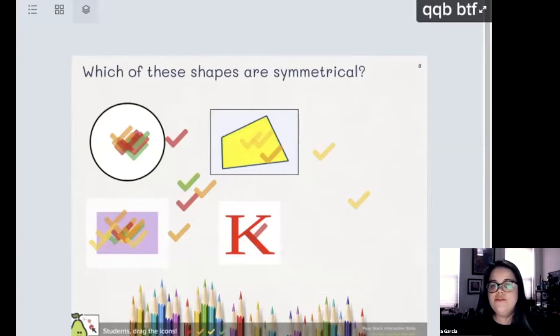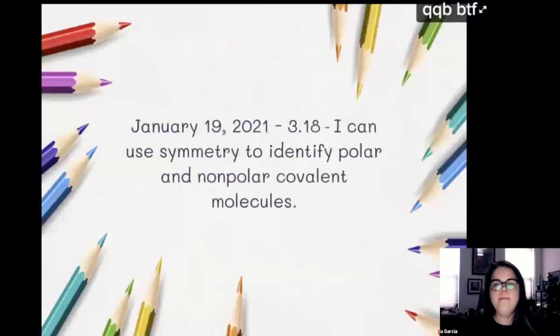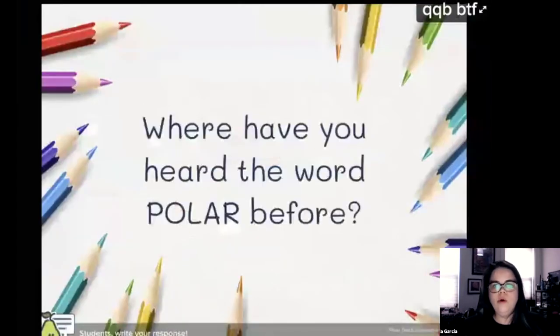Okay, so that was the first part. I can use symmetry to identify polar and nonpolar covalent molecules. So most of you have probably heard the word polar before. Go ahead and type, where have you heard the word polar before? 30 seconds, please.